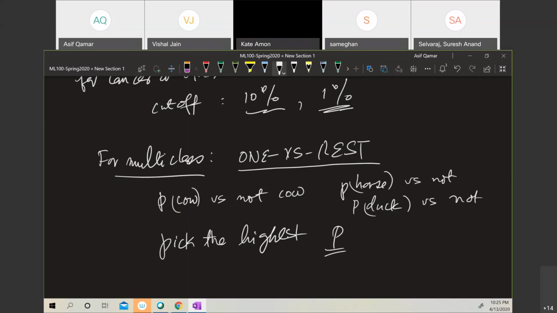So, Asif, I have a question. The choice of decision boundary, I just want to clarify this, is that based on the cutoff probability of the given? I can't hear you. You have to be a little bit louder.